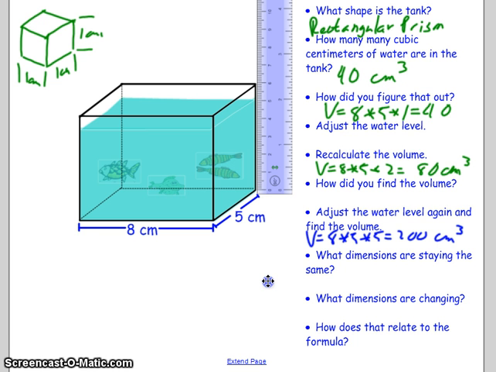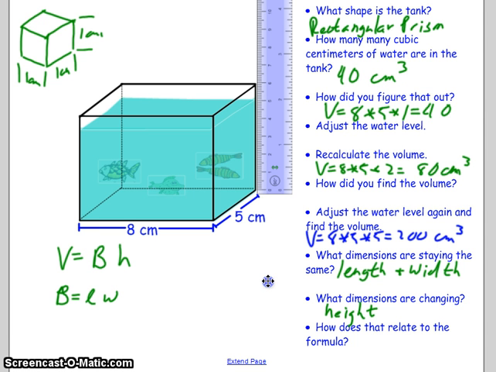Okay, so if we're looking at this, the two dimensions that are staying the same every time are the length and the width. They stay the same. The one dimension that is changing is the height. Remember the formula, the question is how does it relate to the formula? Volume equals area of the base times the height. And also remember that the area of the base was the length times the width. Since it's a rectangular prism, the area of the base is the length times the width of the rectangle. In this case, the 8 times the 5.